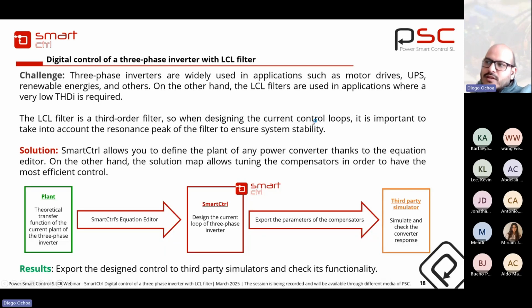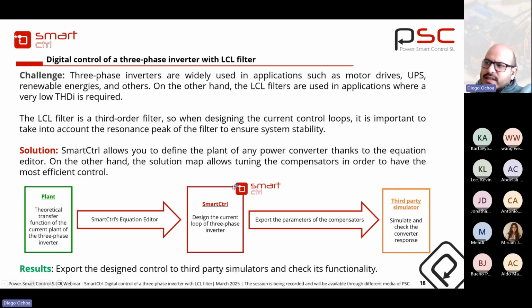One of the main considerations that we take into account for the LCL filter is that the LCL filter plant is a third order transfer function. So when we design the current loops, we have to take into account the resonance peak of the filter in order to ensure that our system will be stable.